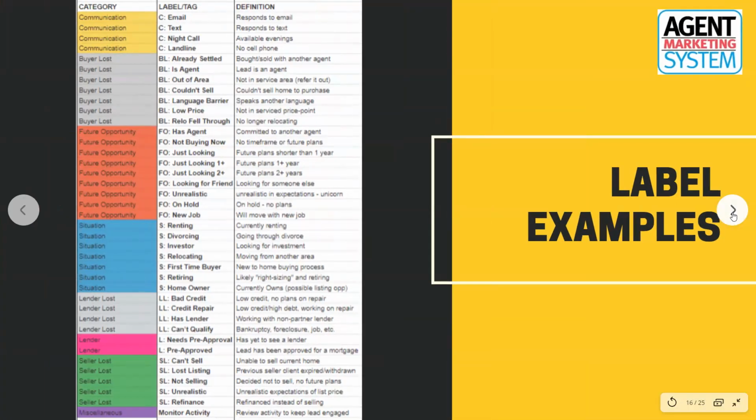So this is how I would group leads in my CRM system. I actually do break it down by communication, if they're a future opportunity, if it's a lost transaction, their situation.